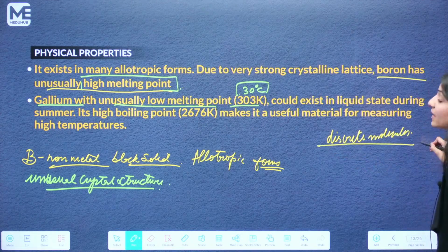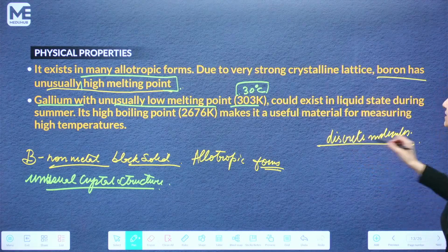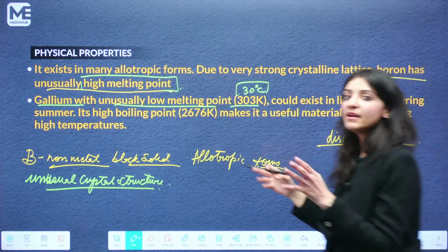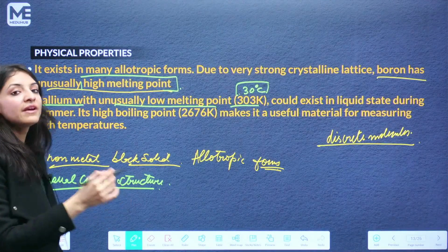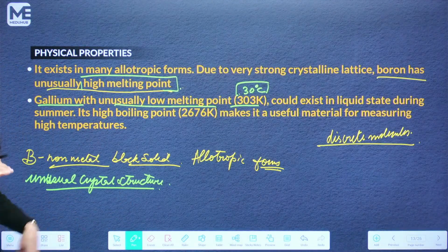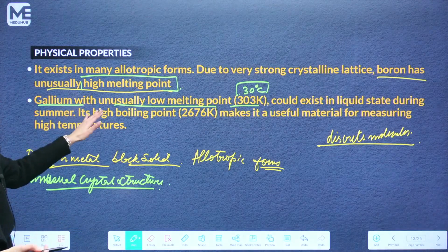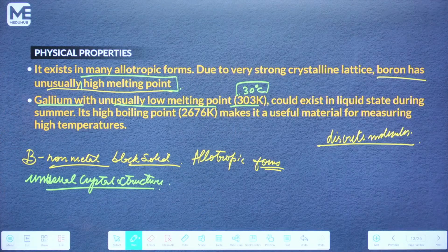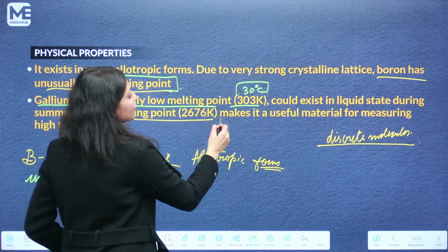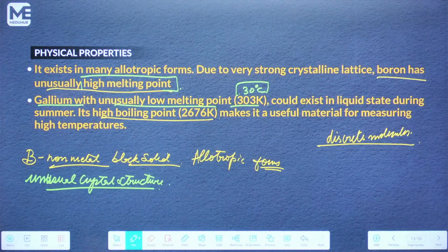So instead of forming a metallic lattice, it forms discrete molecules which are held together by weak van der Waals forces. Because of that reason, it is very easy to overcome those forces and melt gallium, and hence it has a low melting point and it exists in liquid state during summer. Now it has a high boiling point, which makes it a useful material for measuring high temperatures.